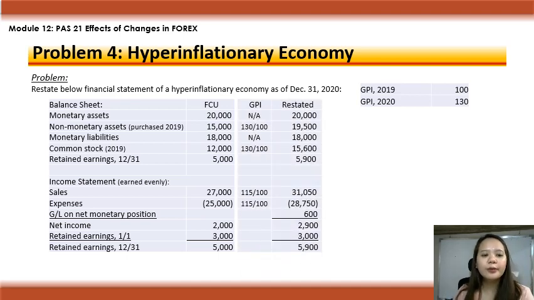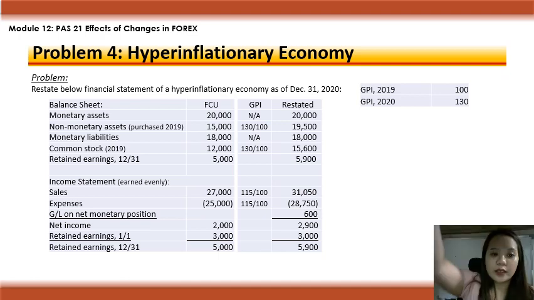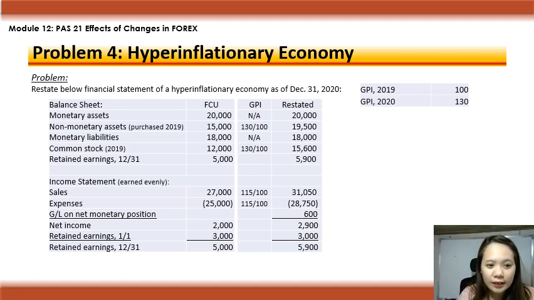compute na. So, sabi natin, kapag monetary, no need to restate. Pag non-monetary, you have to restate. Monetary, no need to restate. So, kunin mo lang din yon. Kapag non-monetary, restate natin based on GPI this year versus GPI kailan mo siya nabili. Sabi, nabili mo lang siya last year which is 2019. So, price ngayon over price kailan mo siya nabili. Ganun mag-translate. So, that's 130 over 100.